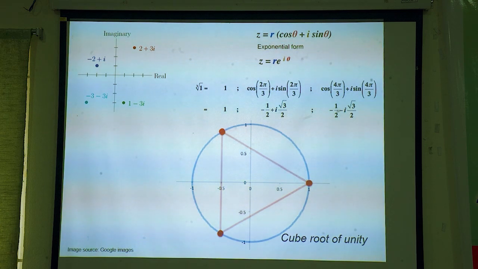Okay, another very important thing. You know that, what is the square root of 1? What is the square root of 1? 1 or plus minus 1? What is the cube root of 1?